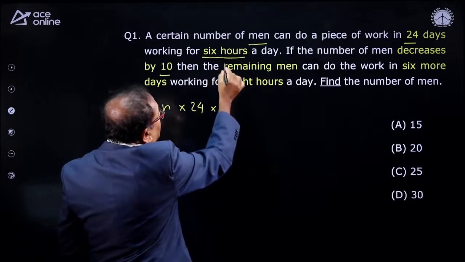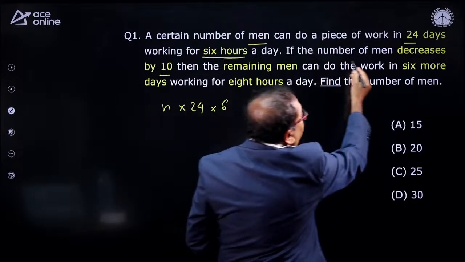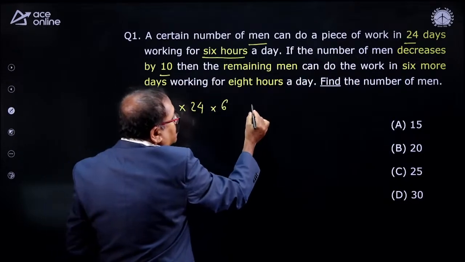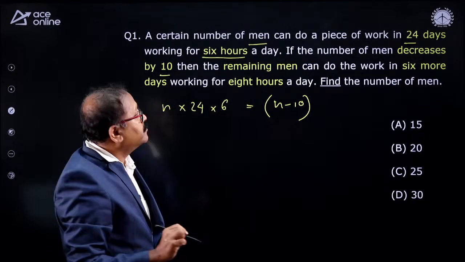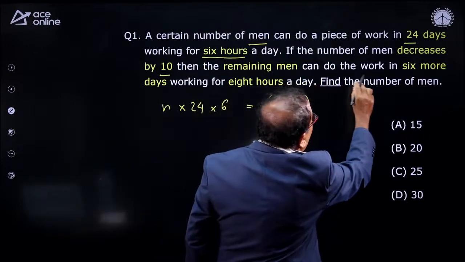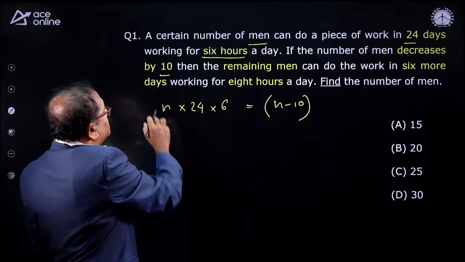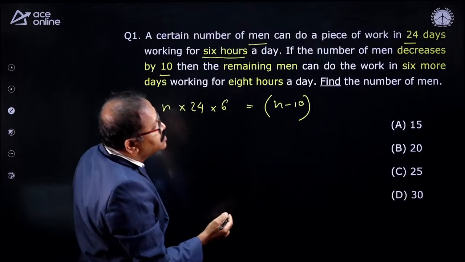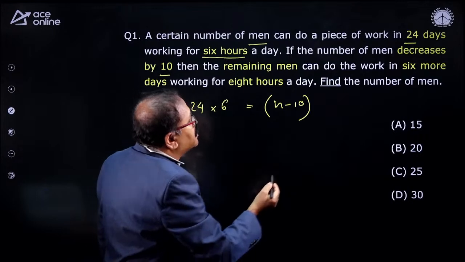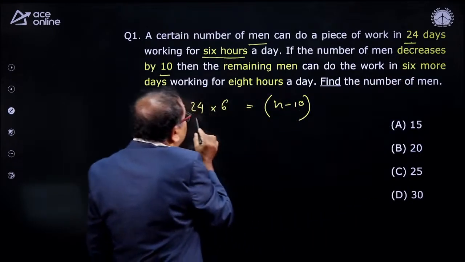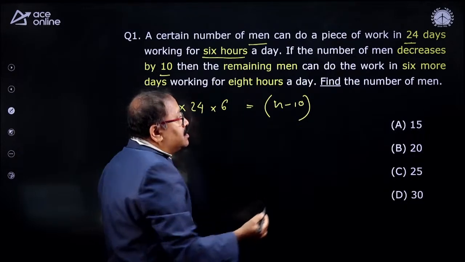Working how many hours a day? 6 hours a day. Now it is said that if the number of men decreased by 10, so the same work, n minus 10, the number of men decreased by 10, then the remaining men can complete the work in 6 more days. They will take 6 more days to complete the work. So initially how many days are they taking? 24 days they are taking. This is the 24 days. 6 more days. So that is 24 plus 6 is 30.